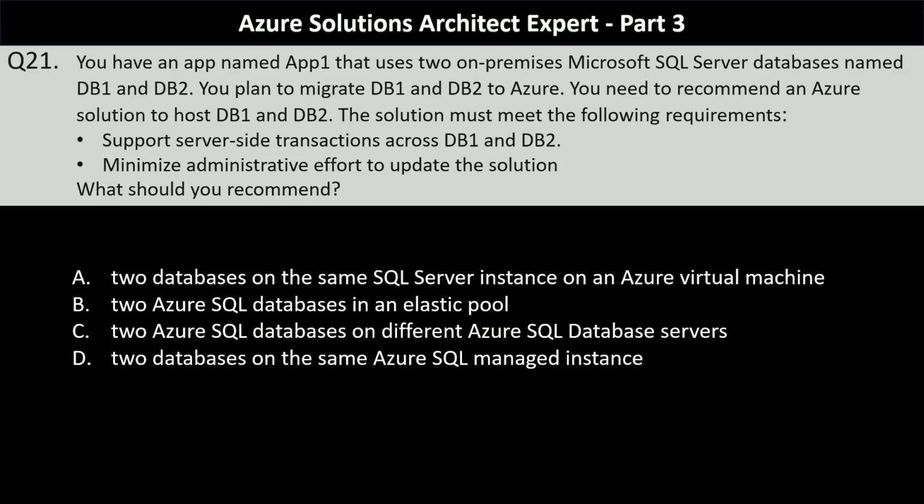What should you recommend? Your options are two databases on the same SQL Server instance on an Azure virtual machine, two Azure SQL databases in an elastic pool, two Azure SQL databases on different Azure SQL database servers, two databases on the same Azure SQL managed instance. Friends, the first key to rule out an option is minimize administrative effort, which means we are looking for a managed service. So we can rule out option A, as SQL Server on Azure virtual machine will introduce administrative effort.